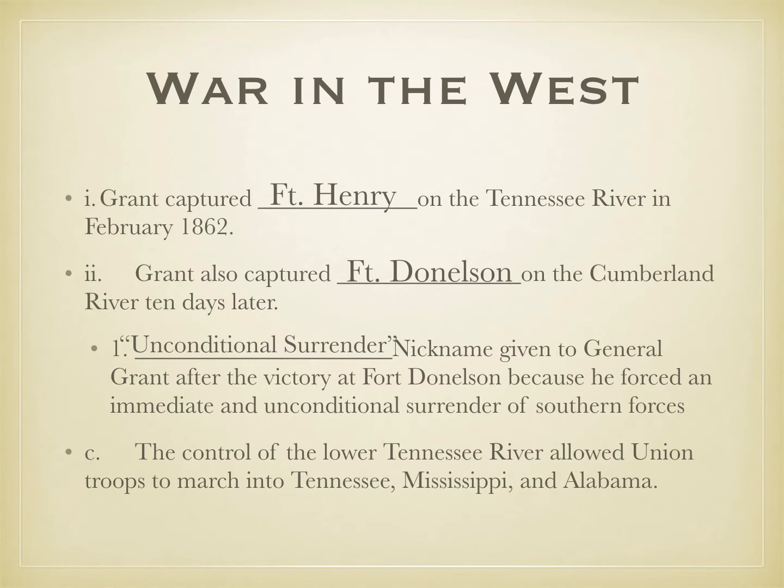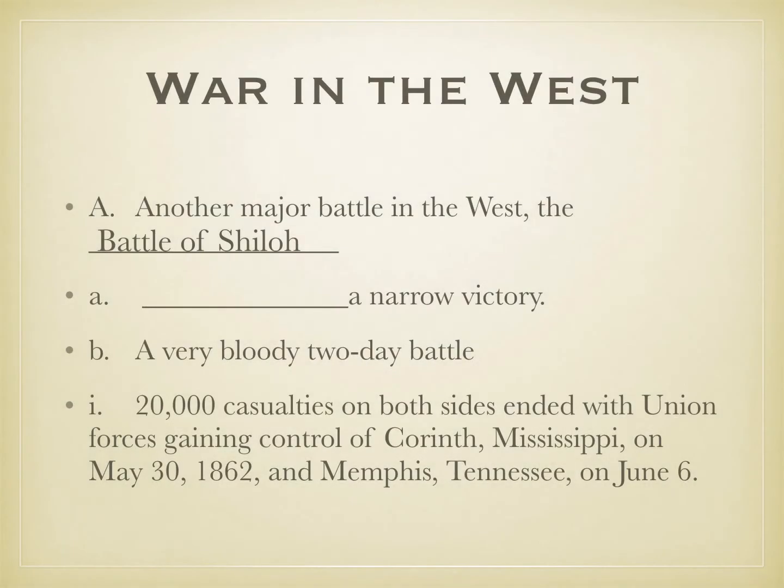Another major battle in the West is the Battle of Shiloh. This is another Union win under Grant. Shiloh was a really bloody 2 day battle. You're talking 20,000 casualties on both sides. The Union does end up gaining control of Corinth, Mississippi, and Memphis, Tennessee, which is obviously going to solidify those rivers. But it was just a really narrow victory. Both sides suffered great losses. Battle of Shiloh, another Union win under Grant.